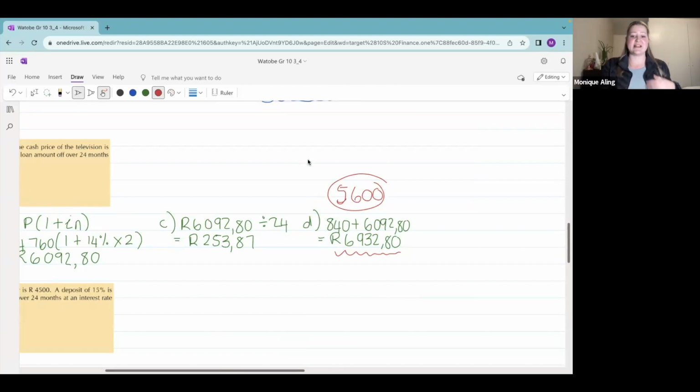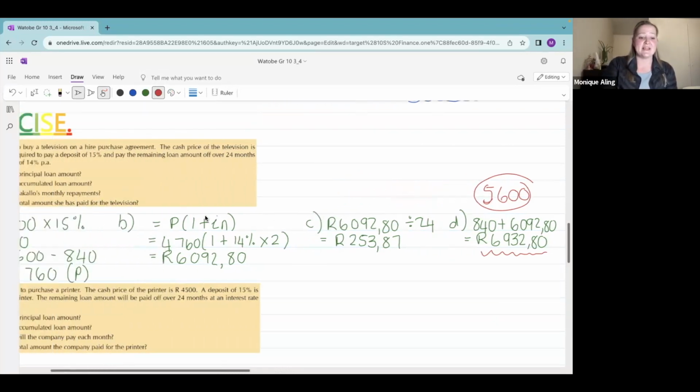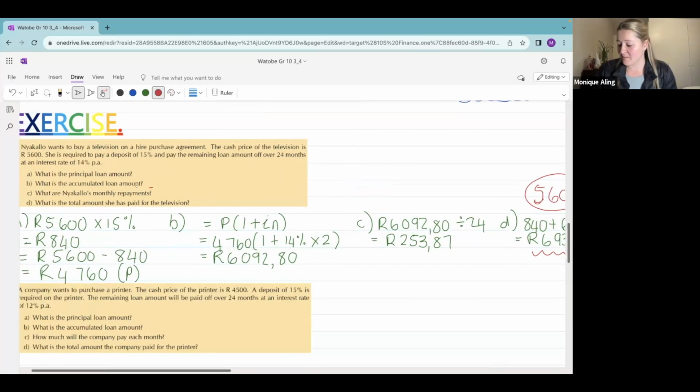Yes, good point, Nelly, guys. Please remember to have 2 decimal places. We are dealing with money. Okay, so we can't say comma 8 because then a lot of us will think it's just comma 8 cents. It's 80 cents. So question C, we are using months because we want to know what her monthly repayments are. The question asks, what are the monthly repayments? What is she going to have to pay every single month? So that's why we're dividing by 24.